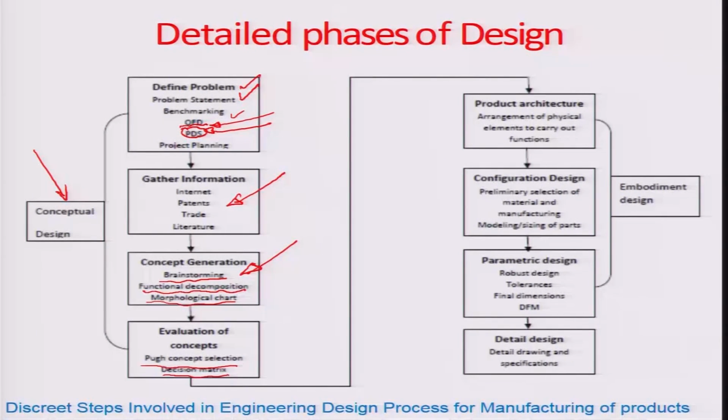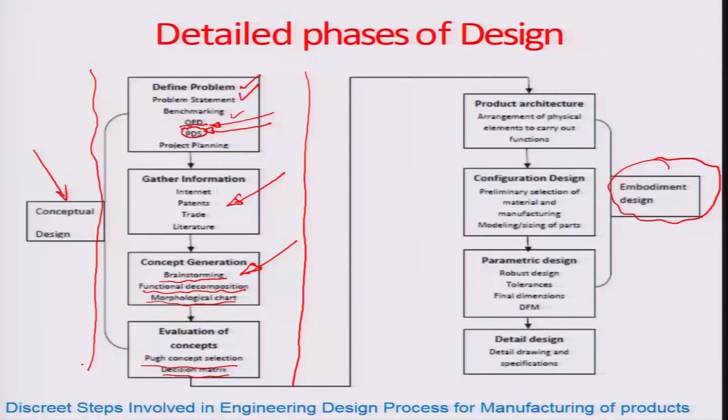And then finally, there is the second broad domain of embodiment design, where you talk about carrying out a functional analysis of the product with the detailed concepts which have been generated up to this stage of ideation and need mapping. So, you can talk about laying out the product architecture, which is about the arrangement of physical elements which are involved in the product to carry out certain functions.